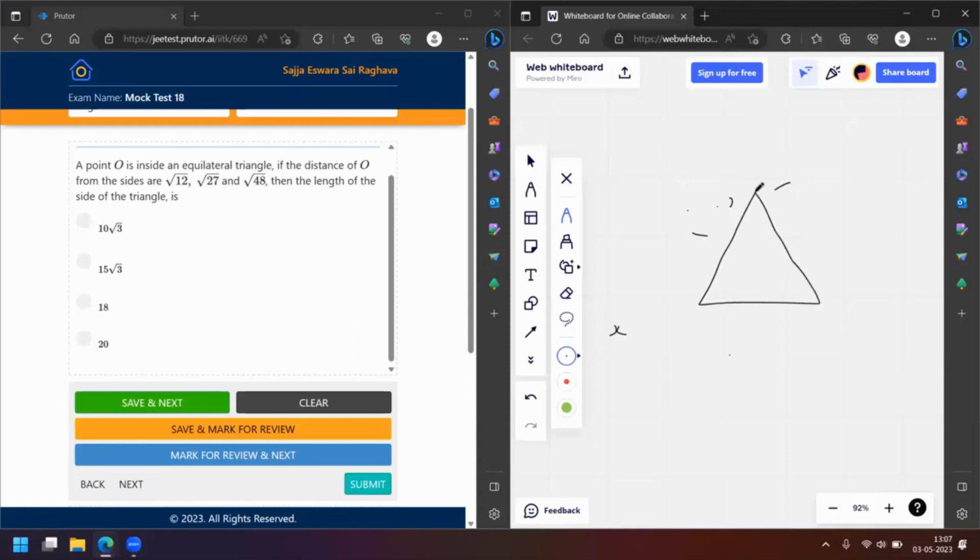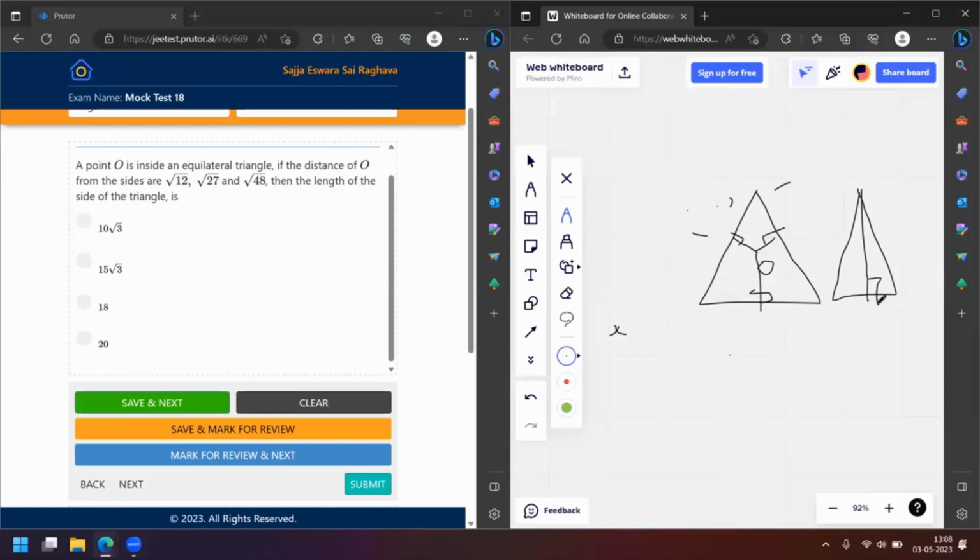If this is our triangle and this is any random point, we know the perpendicular distances from the sides. There is a theorem that for any point O, if you calculate the sum of all three perpendicular distances, you will get the same as the altitude of the triangle, which is equal to root 3a by 2.